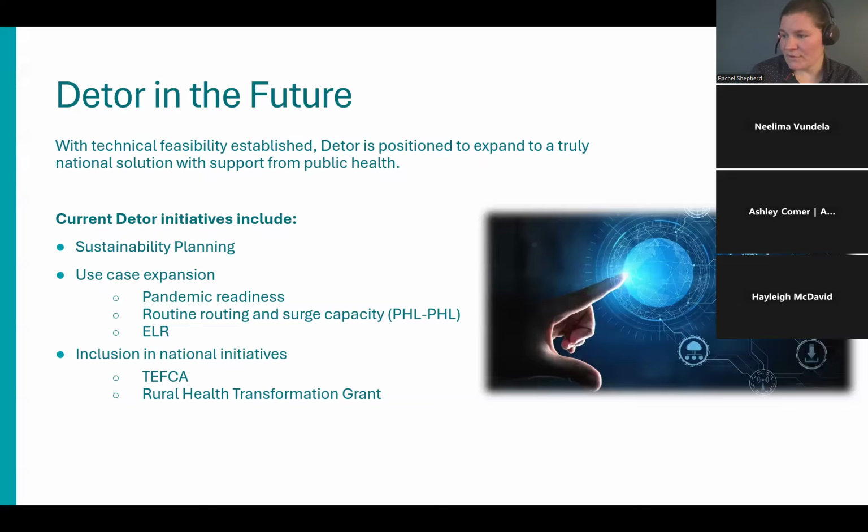Would or can Detor provide a way to get some AOE questions that may not get answers from EHRs? I believe so. I'm not sure if anyone from our technical team is on who might be able to address that better than me. I'm probably not the best one to answer that. Let me look and see if there's anyone here who may.